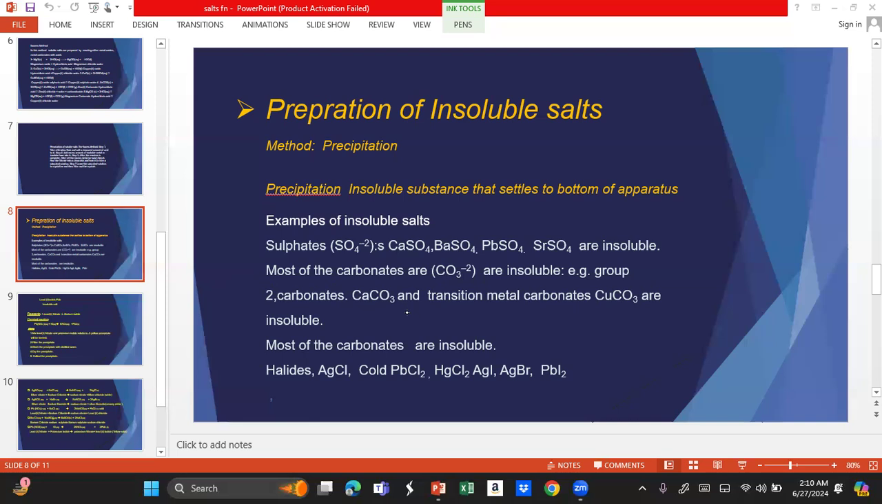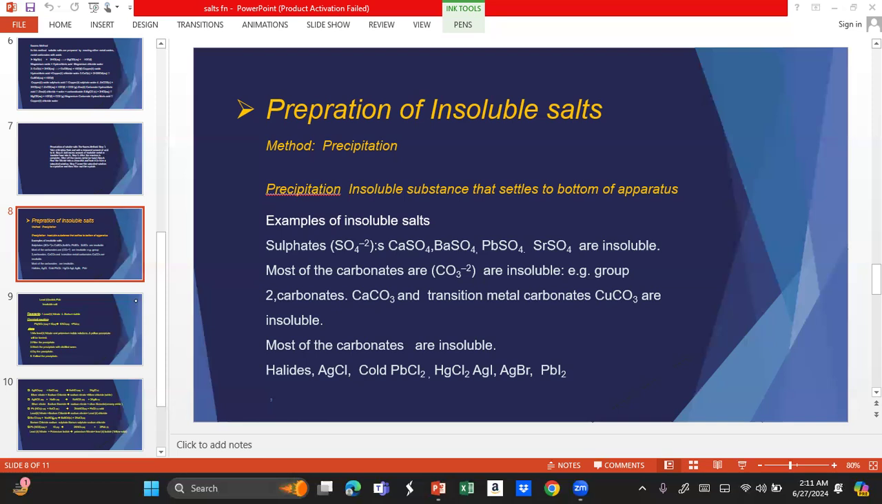Similarly, if we are talking about chlorides, iodides or bromides: silver chloride, AgCl, in cold, not hot, and PbCl2 are insoluble. HgCl2 in cold is also insoluble. AgI, which is yellow, AgBr, which is creamy white, and PbI2, which is a yellow salt. These are all insoluble salts. The color of PbCl2 and HgCl2 is white crystalline. AgCl makes a white precipitate during preparation.